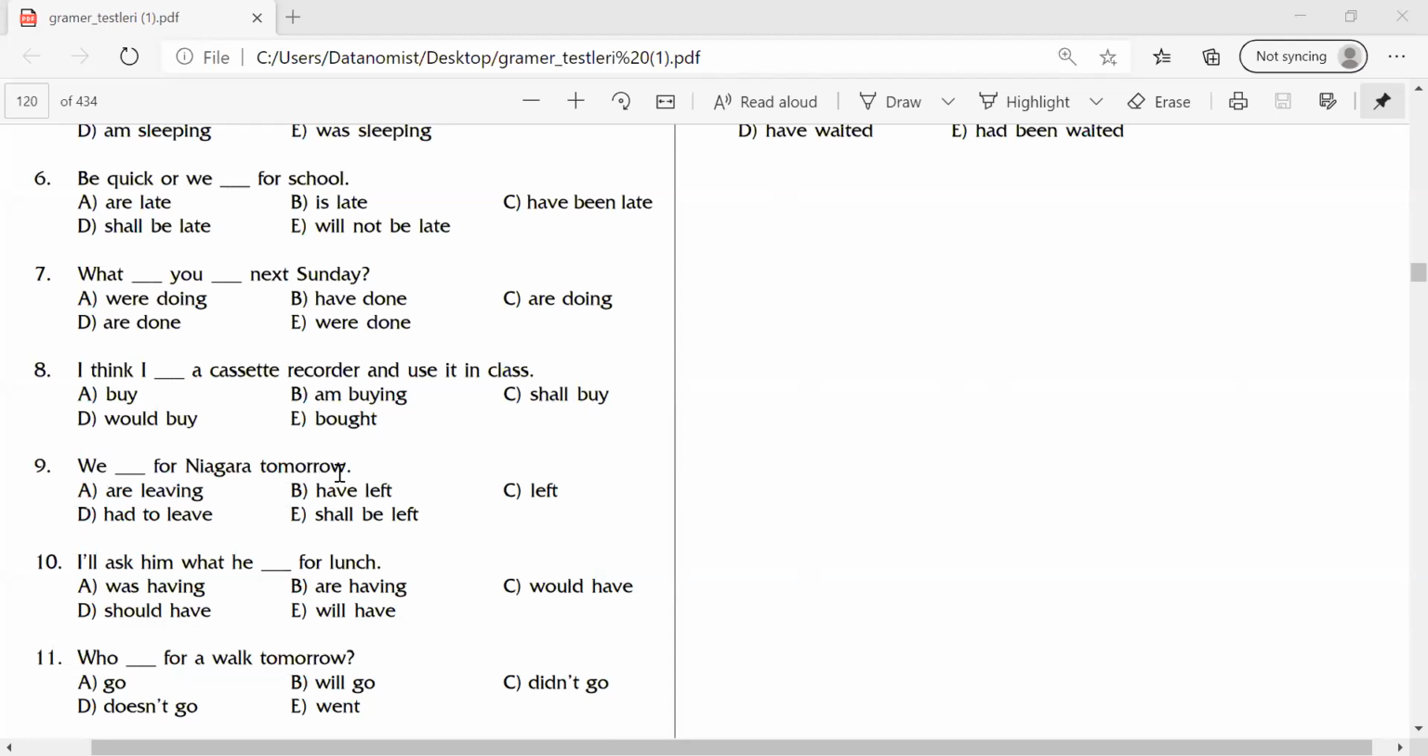Now look at this one. We dash for Niagara tomorrow. Obviously, this has to be some kind of travel arrangement, future arrangement. So, how do we dash for Niagara tomorrow? What's our answer? We are leaving. Present continuous we use for future timetable. Yes. Okay. We are leaving. You are right. See the 10th one. I'll ask him what he dash for lunch.